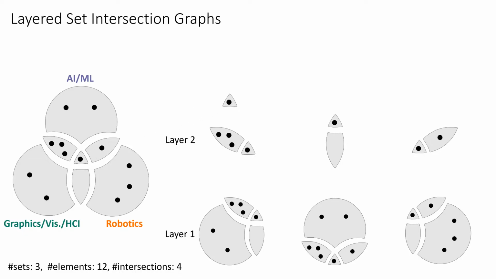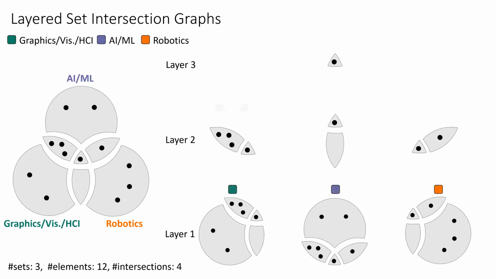Next, we find all intersections of three sets, compute the elements contained in each, and place them in the third layer, and so on. For datasets with more base sets, we proceed in a similar way and go beyond the third layer. To identify the base sets involved in each intersection, we use color. Here, Graphics with HCI is shown in green, AI/ML in purple, and Robotics in orange.